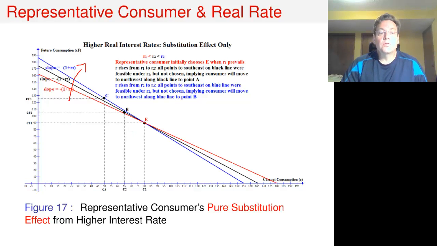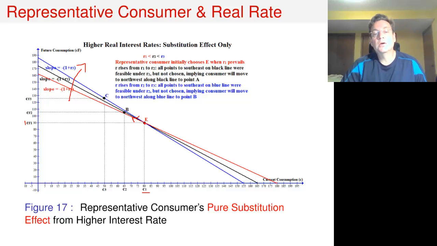So what we're going to do then is consider three different real interest rates, R1, R2, and R3. We assume that the consumer initially is going to be at point E when we have R1. And at point E, she consumes C1 today and CF1 tomorrow. When the real interest rate goes up from R1 to R2, we move to the black line. And we know that the consumer is going to move in this direction, in the northwest direction.